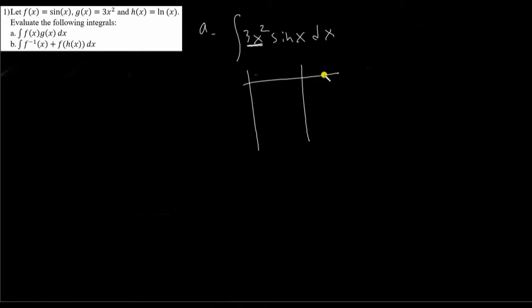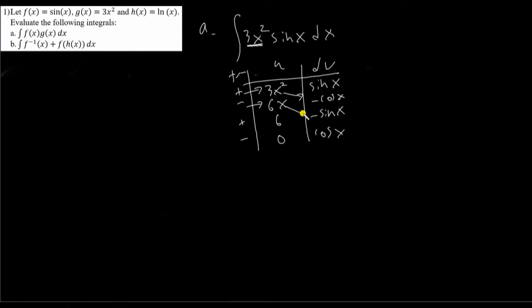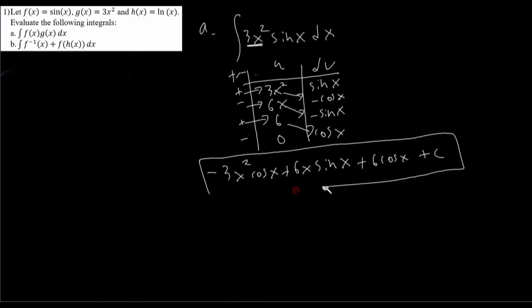So I'm going to draw a little table here of u, dv, and the signs. I'll put 3x squared here, sine of x here, and then just fill this in until it goes to 0. And then let's fill in the integrals as well. And then plus, minus. So writing our answer out, we have negative 3x squared cosine of x plus 6x sine of x plus 6 cosine of x plus c. So that is part 1.